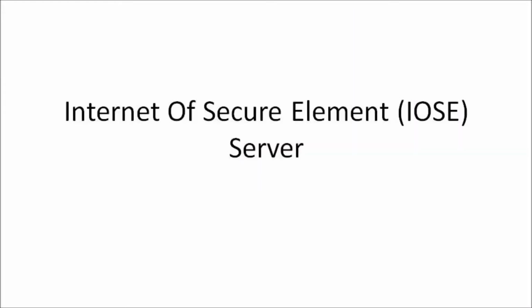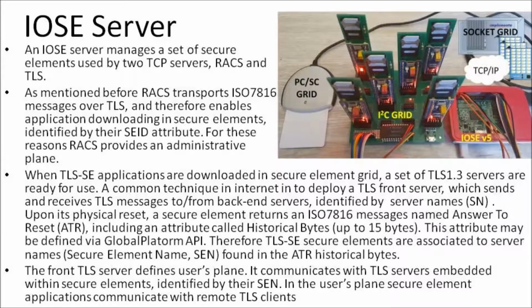An Internet of Secure Elements server manages a set of secure elements used by two TCP servers, RACS and TLS. As mentioned before, RACS transports ISO 7816 messages over TLS and therefore enables application downloading in the secure element identified by the SEID attributes. For this reason, RACS provides an administrative plane.